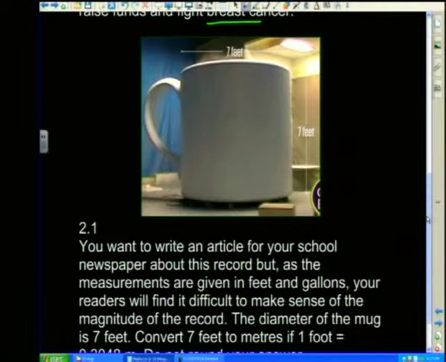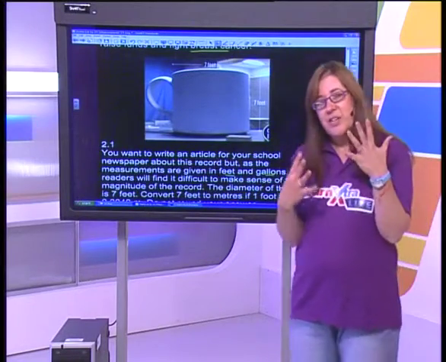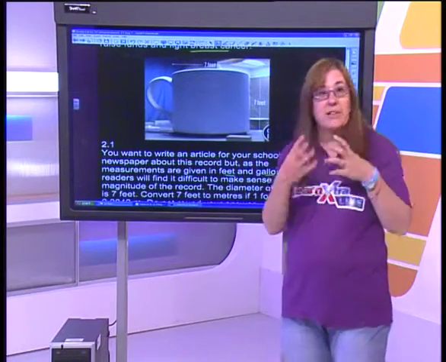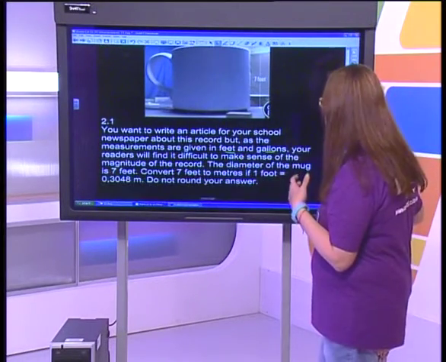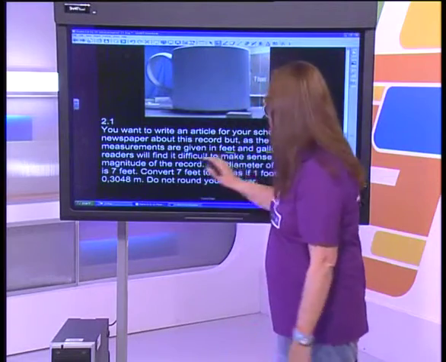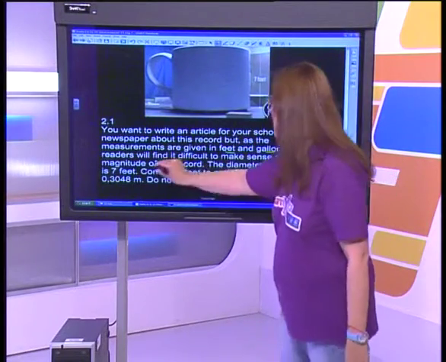So now the question says, you want to write an article for your school newspaper about this record. But as the measurements are given in feet and gallons, your readers will find it difficult to understand, and probably you sitting at home are finding it hard to follow because we're not quite sure what a foot is, or how big a gallon is, or how much coffee that is. So when I tell you 2010 gallons, it doesn't compute as much as if I told you in liters. So we're going to have to convert it. Otherwise we'll find it difficult to make sense of the magnitude of the record.